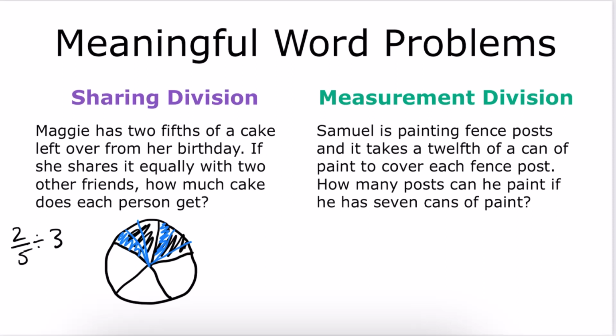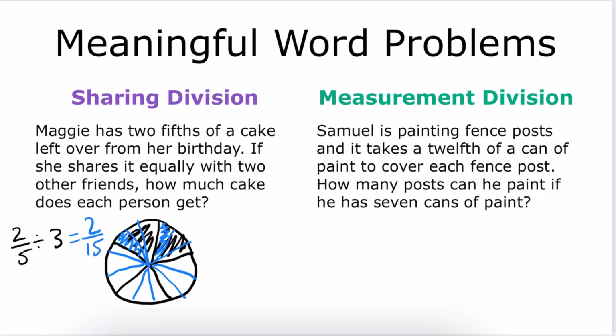Since we split up our pieces of cake into thirds, we should probably cut these empty pieces up into thirds as well so we can see how many pieces are in a whole. And when we do that, we get 15 pieces in a whole. Maggie gets 2 of them. So 2/5 divided by 3 equals 2/15.